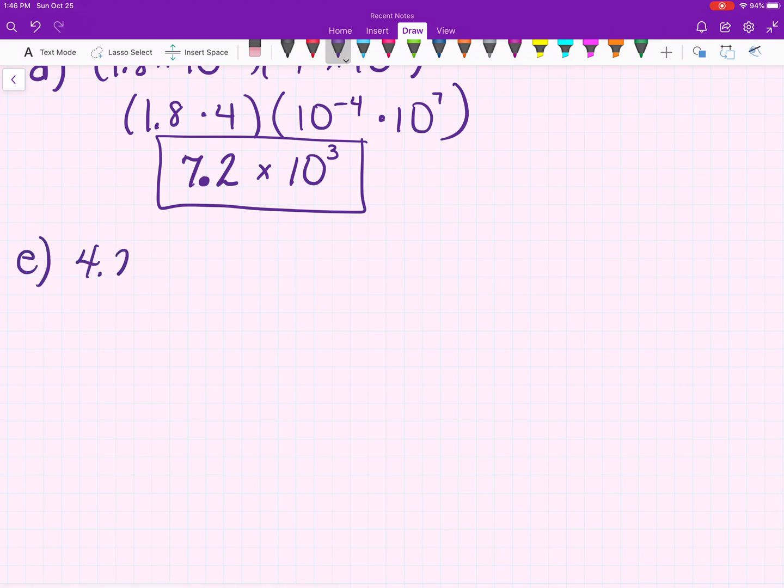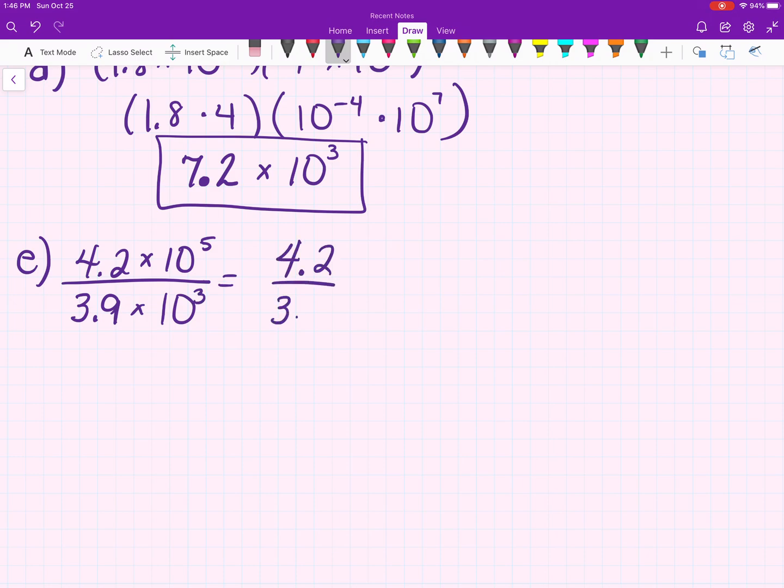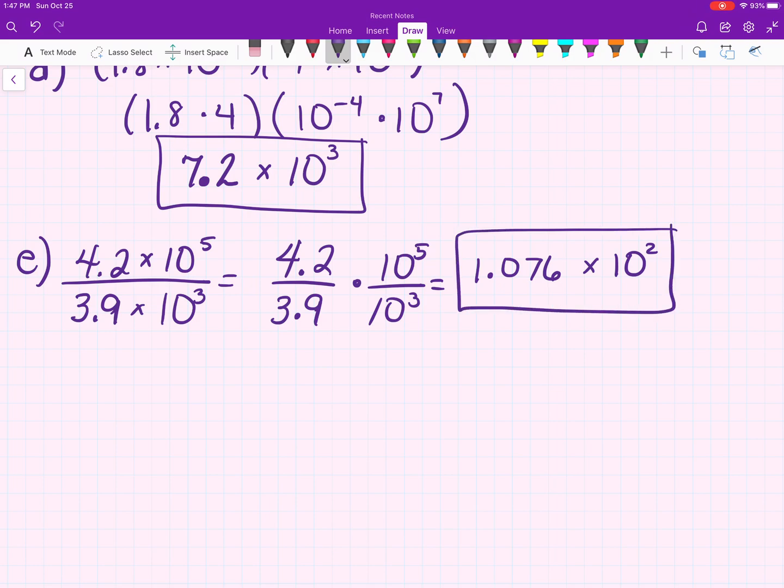E. 4.2 times 10 to the 5th over 3.9 times 10 to the 3rd. Okay? Again, I can split these up and make these multiplication problems like this, and then just follow my rules of exponents. My first thing is 4.2 divided by 3.9, and that's going to give us 1.076, which means we're in good shape. We don't have to do anything with that. And then remember, with like bases, we subtract exponents. So that's going to be 5 minus 3, so that's 10 squared. And that's already in scientific notation, so that one's done.